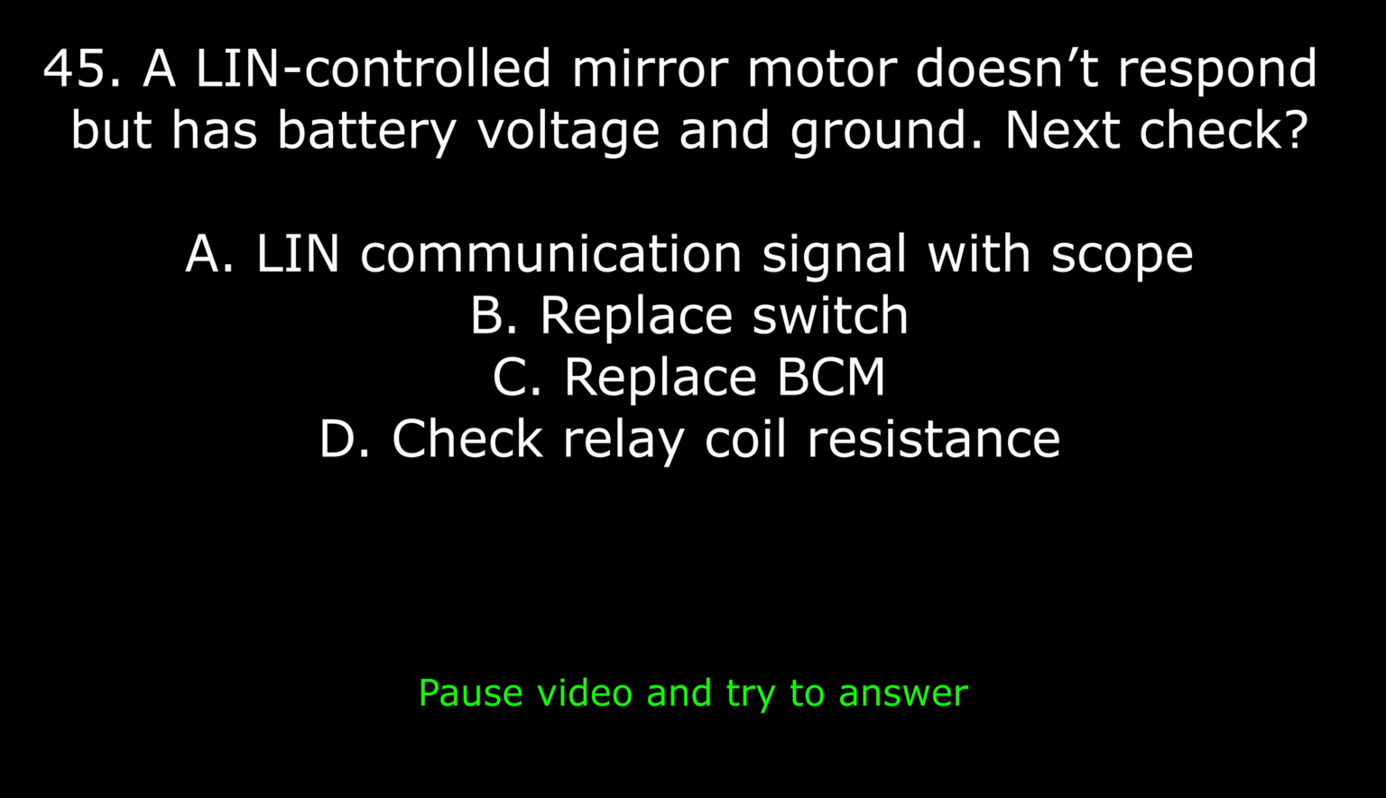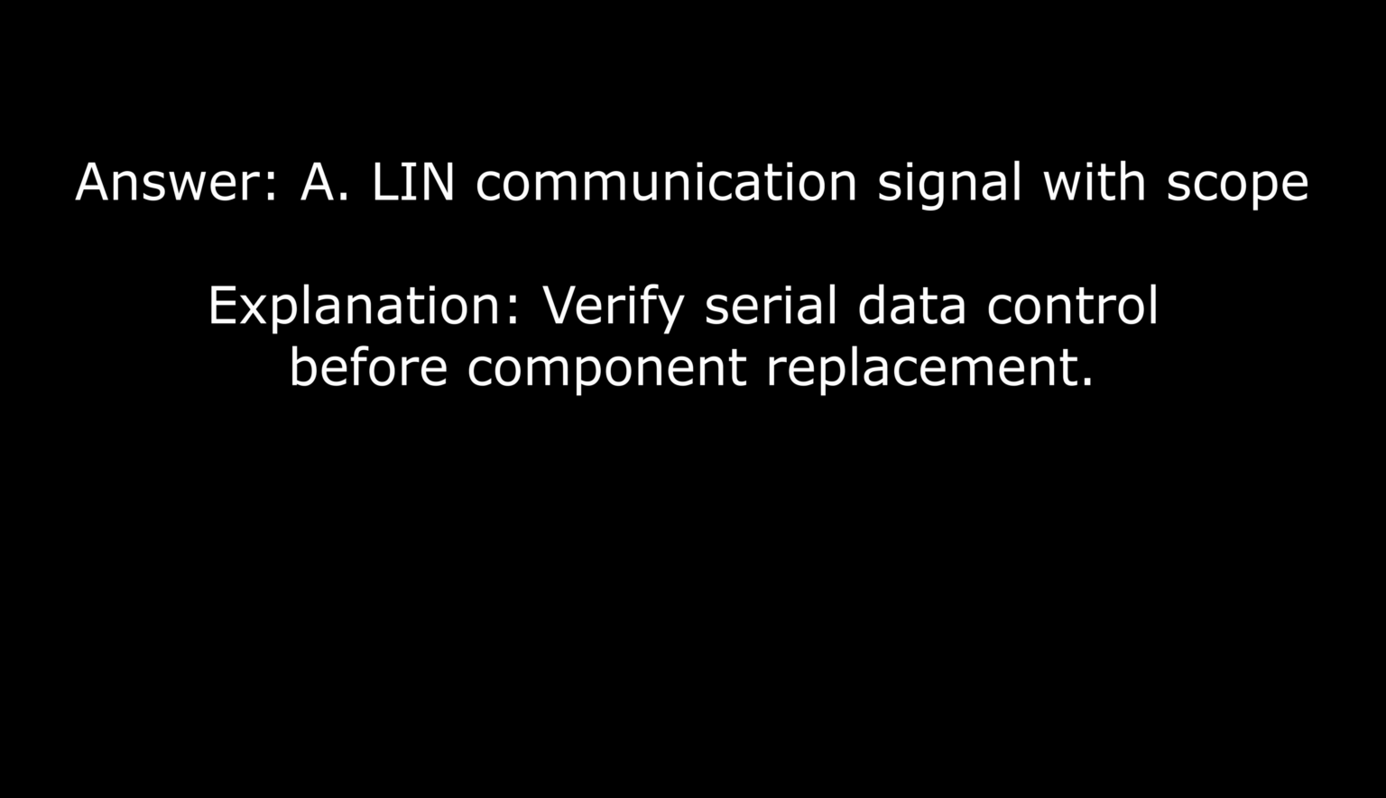45. A LIN-controlled mirror motor doesn't respond but has battery voltage and ground. Next check: A. LIN communication signal with scope. B. Replace switch. C. Replace BCM. D. Check relay coil resistance. Answer: A. LIN communication signal with scope. Explanation: verify serial data control before component replacement.